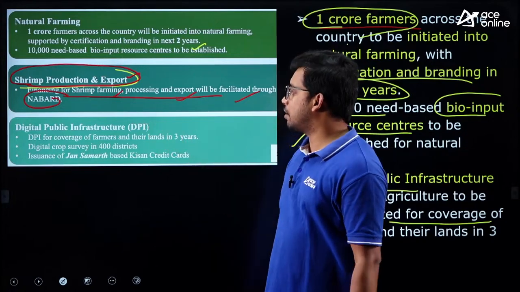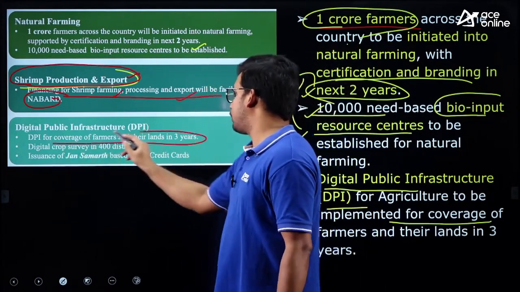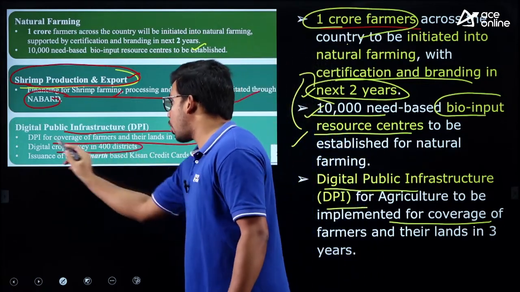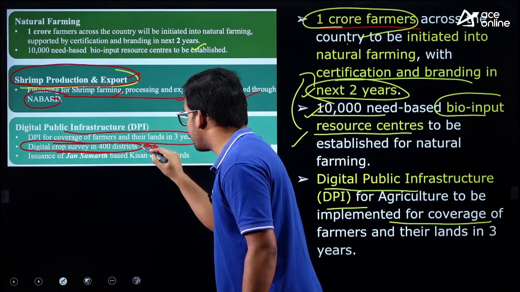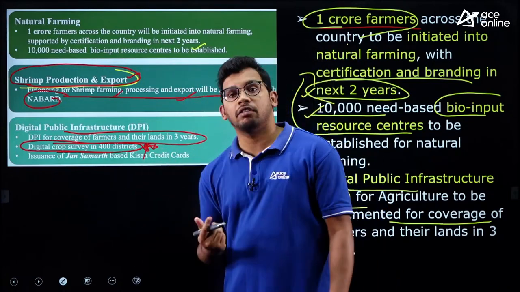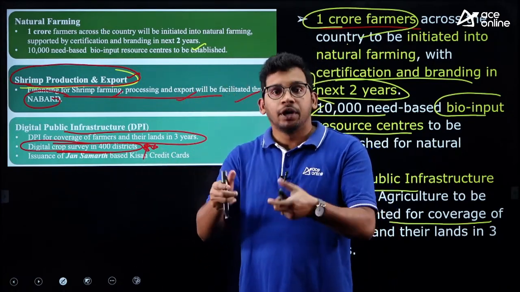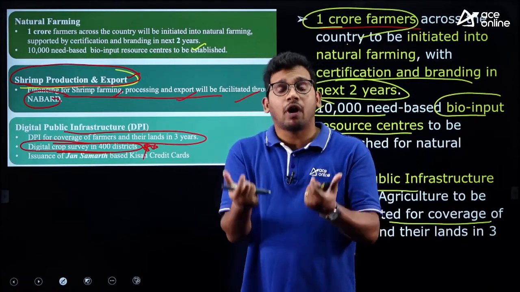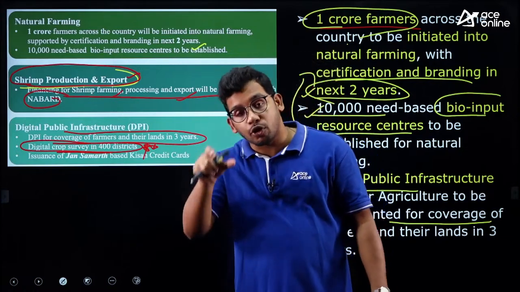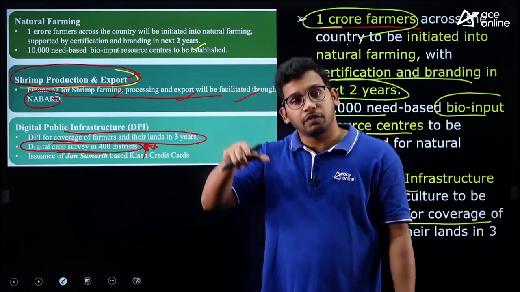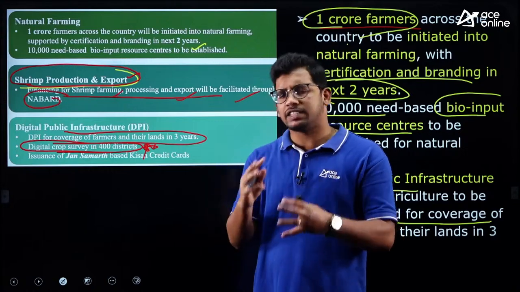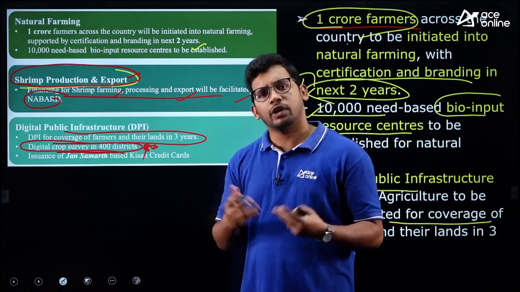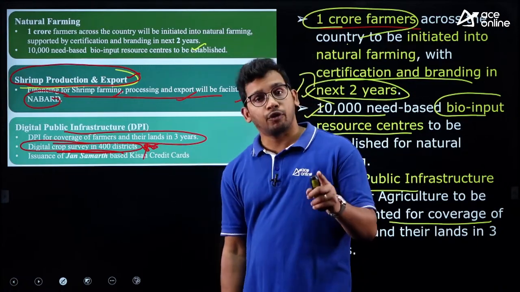Under this same digital public infrastructure, they are going to take it up for 3 years. We have already seen they are going to cover all the farmers in the 3 years. Digital crop surveys in 400 districts, a very important fact to be remembered. Digital crop survey means all the crops in India will be analyzed through GIS, GPS, all those things, and they will know what type of land exists, what type of crop can be cultivated, and what the challenges are in cultivating those local crops. So all the details related to the crops will be covered in this survey and kept in a digital database, so anyone can see it. This is going to be done through 400 districts.